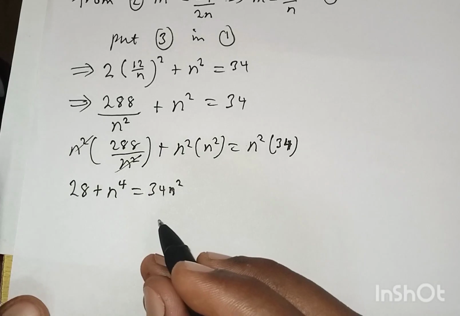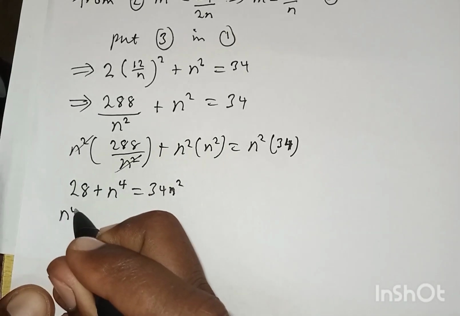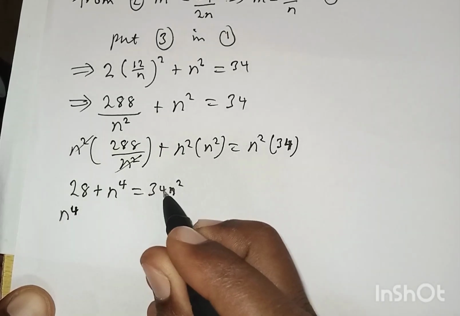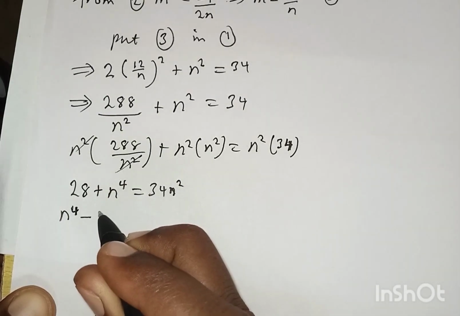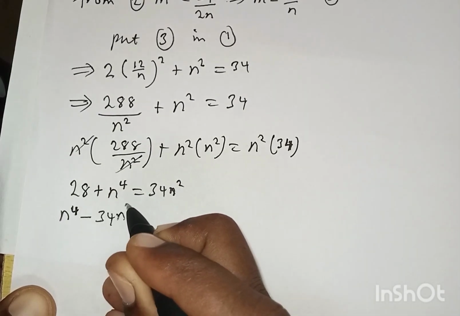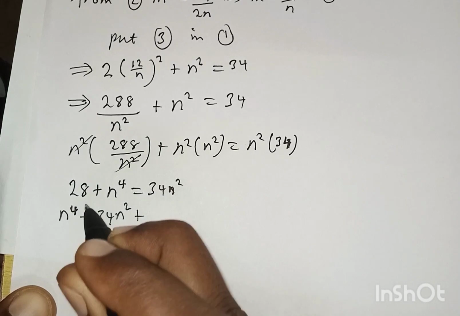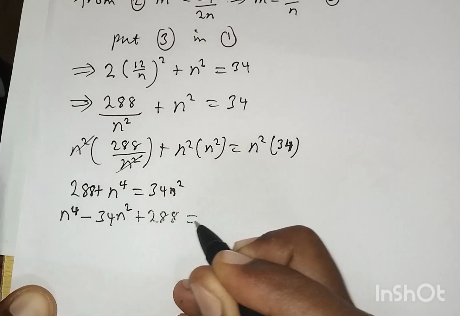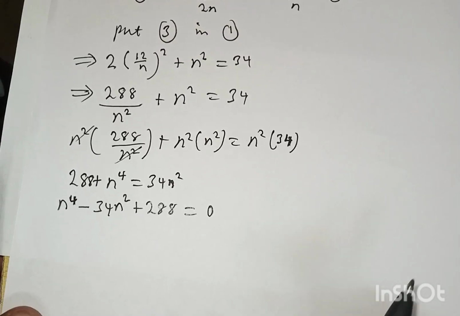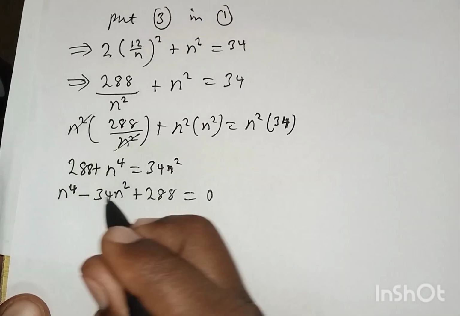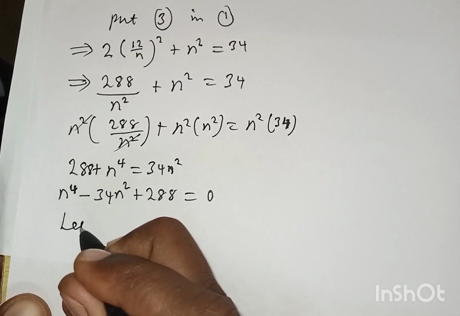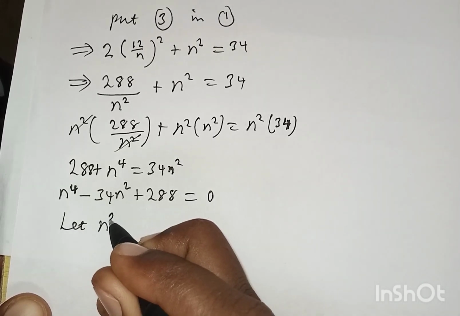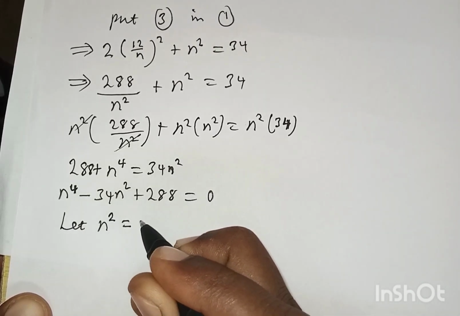So we have n power 4 first. Take this 34 n square to the other side, it becomes negative 34 n square, then plus 288 equals 0. So now this is n power 4, this is n power 2. So let n power 2 be equal to maybe y.